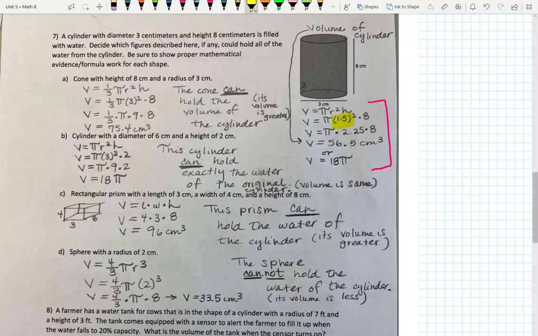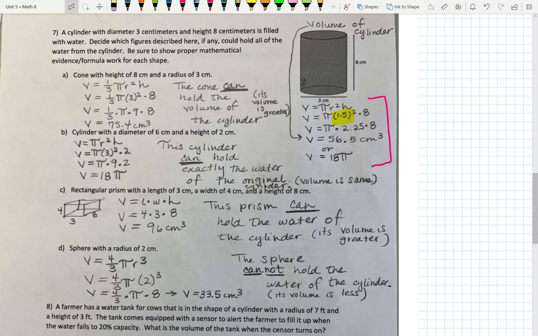As you're working through the rest of the problems, it's just practicing the formulas. For A, the cone, height 8, radius 3, you can see that the volume is 75.4. It is decently bigger than 56.5. That is why the cone can hold the volume of the cylinder. You're just comparing the numbers. Which one is bigger? So it's a complex looking problem, but the general idea is just to continue to solve for volume. For B, the cylinder came out to be 18 pi. It was exactly the same as the cylinder that they showed, which means that it can hold exactly the water of the original. The volume's the same.